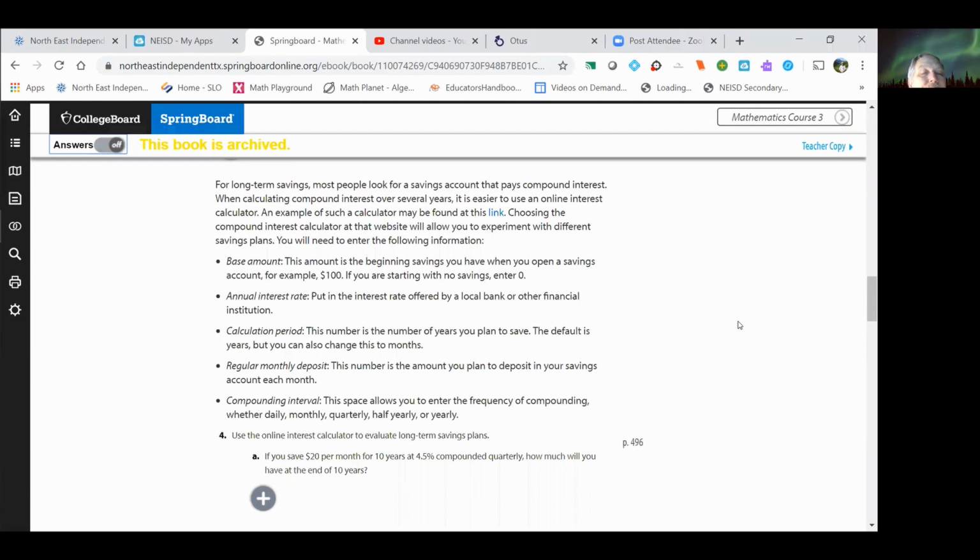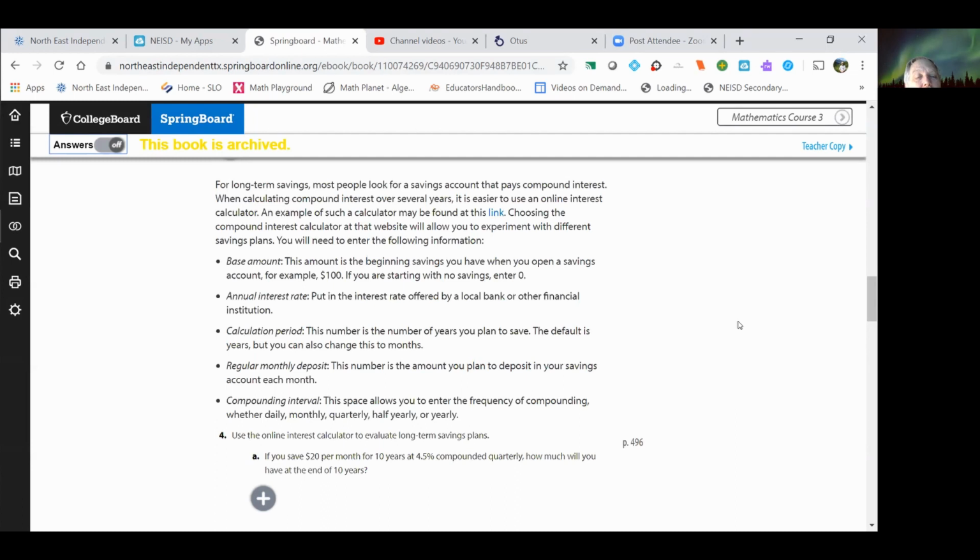So you'll need the base amount. This amount is the beginning savings you have when you open the savings account. In other words, you go into the bank and say, I want to open a savings account. Here's $100. Okay. The annual interest rate is the interest rate that's offered by the bank or financial institution. The calculation period is the number of years you plan to save. The regular monthly deposit is the amount you're going to deposit into the savings account each month. Say I'm going to put in $10 a month or $20 a month.